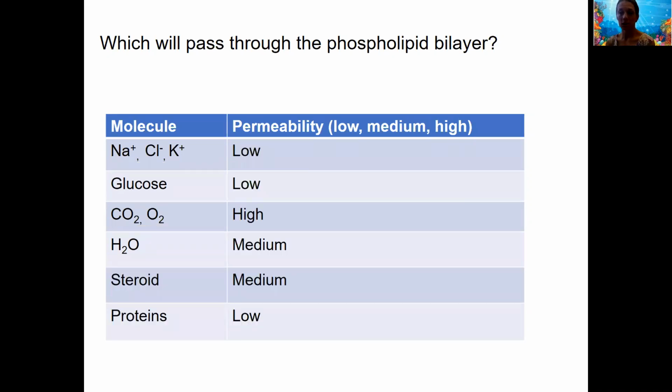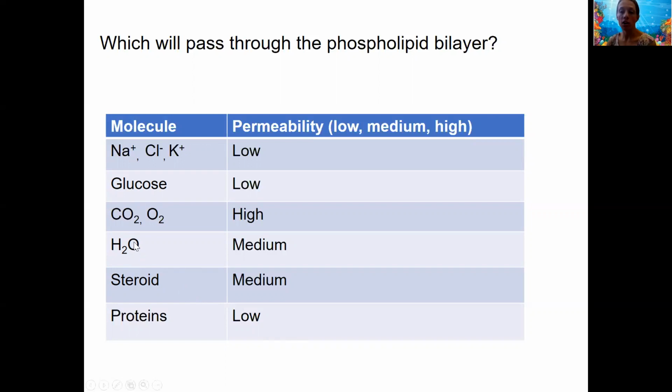So hopefully you got something like this. These highly charged molecules and glucose, which is fairly large and also hydrophilic, can't pass through very well. They have low permeability. There's some medium things here. Steroids we'll come back to. They can go through fairly easily.